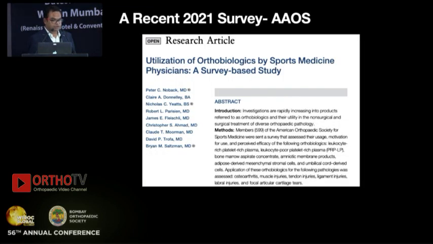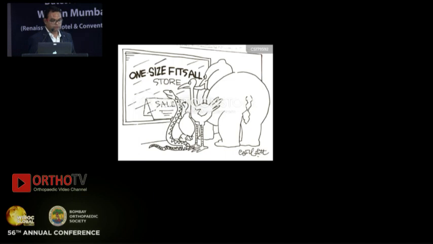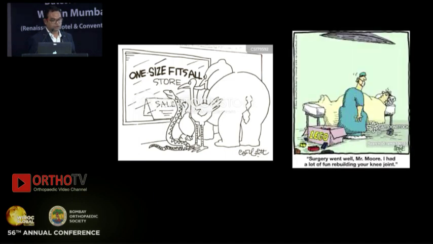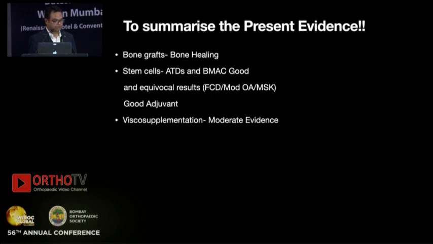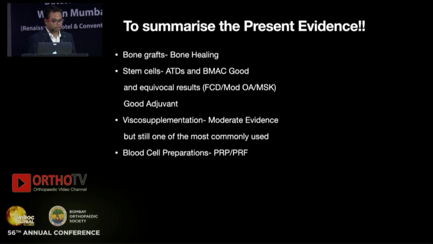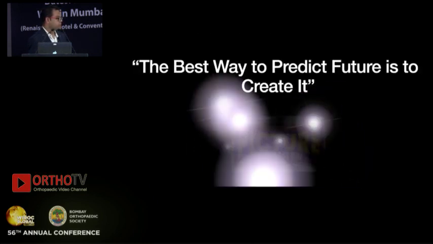And a recent survey was done of the American Academy of Orthopaedic Surgeons, which again states that leukocyte-poor PRP is better for osteoarthritis, whereas leukocyte-rich PRP is better in case of tendon pathologies. So one should remember that one size doesn't fit all, and we should have a tailored approach. To summarize, bone grafts are good for bone healing. Stem cells, ADTs and BMAC have equivocal results, but are a good adjuvant. Viscosupplementation has moderate evidence, but is still one of the most commonly used ones. Blood preparations, PRP and PRF: leukocyte-poor in osteoarthritis and leukocyte-rich in tendon pathologies. Thank you.